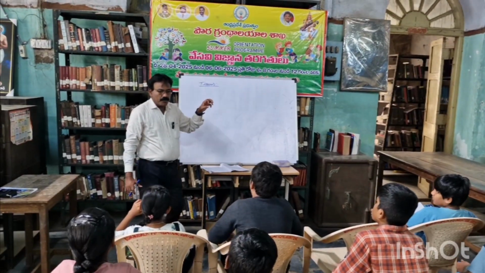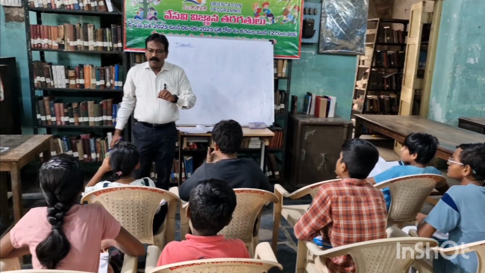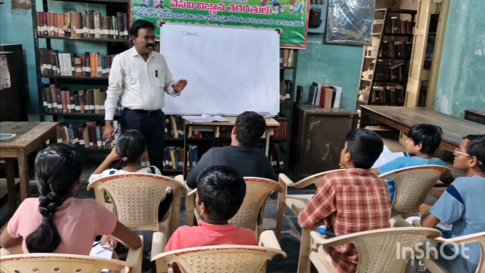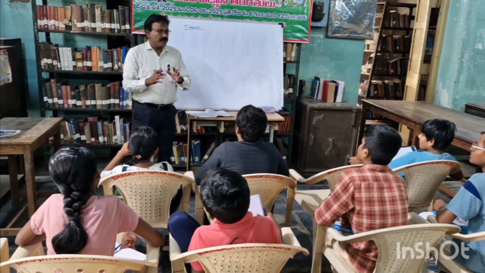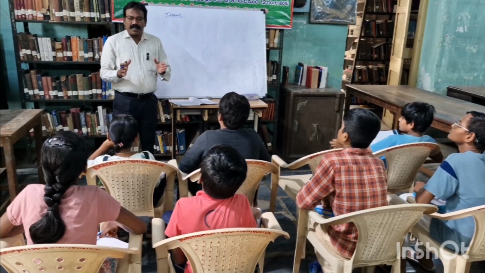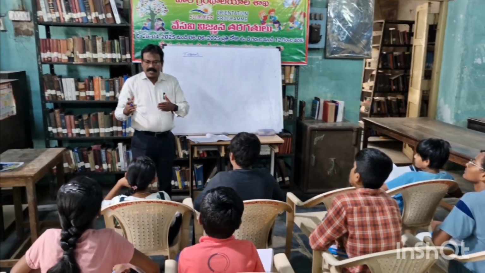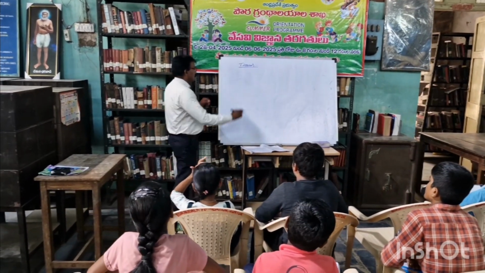A tissue is a group of cells made up of a similar structure and having similar function. It is designed to do a specific task. Such kind of cells are called tissues. So let us give the definition.